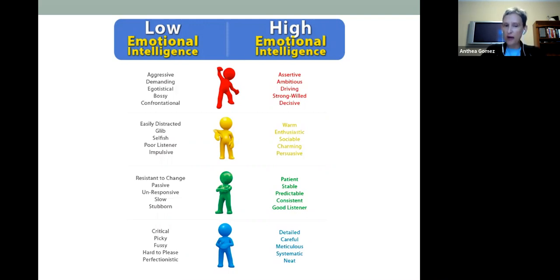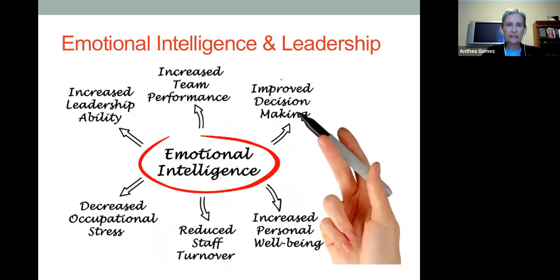And then my blue avatar, having low emotional intelligence, would be critical, fussy, hard to please. On the flip side, if my emotional intelligence is high, I'm going to be detailed, careful, meticulous, and systematic. So now I'd like to show you how this will play out in a leadership setting.